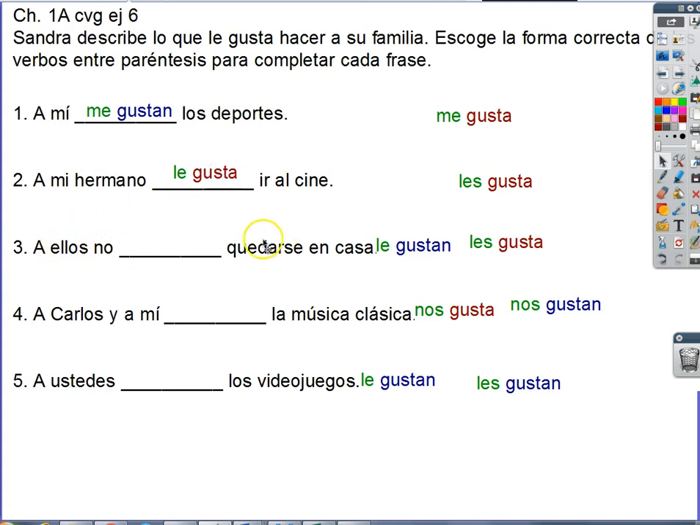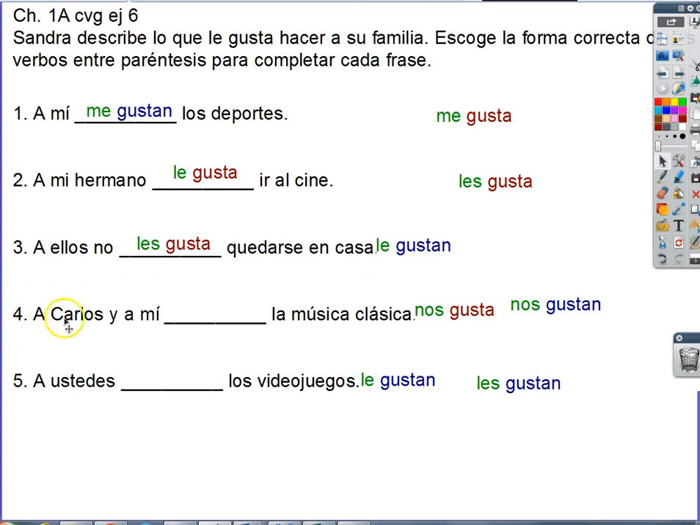In number 3, my choices are le gustan or les gusta. Ooh, all the choices. So we're saying they don't like to stay at home. So if it's they don't like, that would be les. Let's put this over here and make sure that that works. And it's gusta because it's followed by a verb infinitive. So this is your answer for number 3.